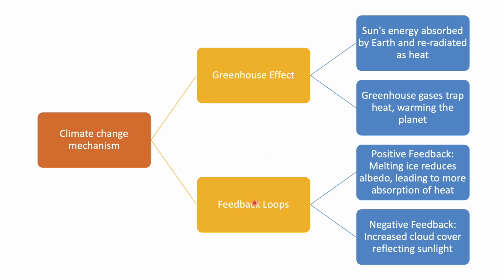And what are the feedback loops involved? The positive feedback loop is the melting of ice, which reduces the albedo, leading to more absorption of heat in the Arctic region. The negative feedback is increased cloud cover reflecting the sunlight. That means not a lot of sunlight can actually reach the sea surface, because it is being reflected. So that is the negative feedback. These are the two feedback loops that exist in the Arctic region with respect to climate change.